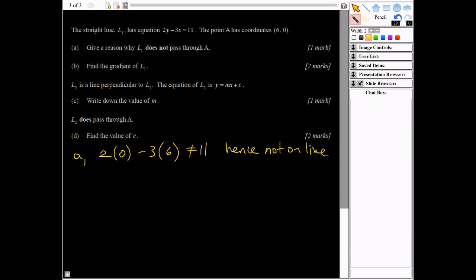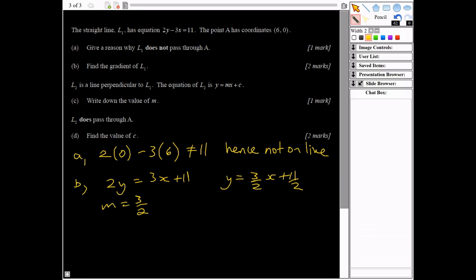Okay, now part B asks me for the gradient of L1, so what I need to do is rearrange that so it's in the form y equals mx plus c. So I'd start off by moving that 3x to the other side. So I'd say 2y is equal to 3x plus 11, and then y is equal to, divide everything by 2, 3 over 2 x plus 11 over 2. So the gradient would be 3 over 2.